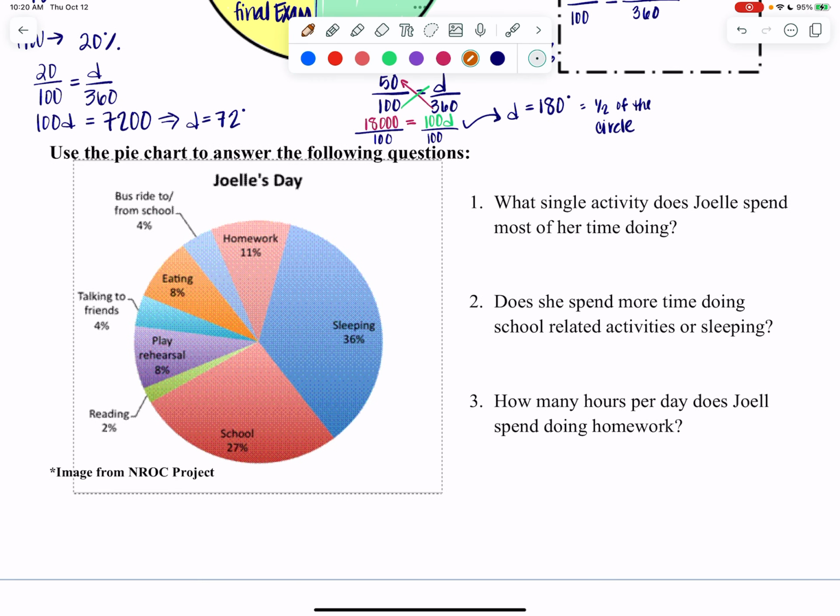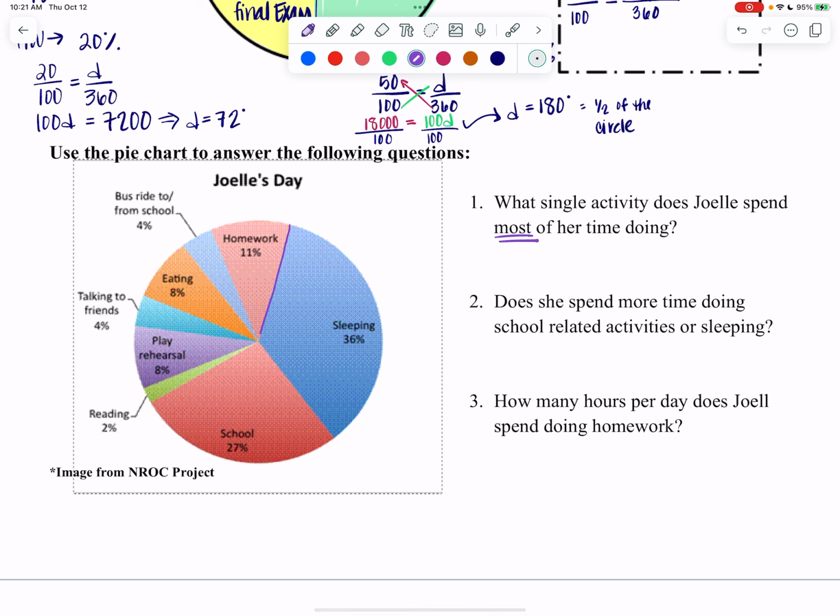Let's go look at interpreting a circle graph. So Joelle has kept track of everything she does during the day. Maybe she wants to look at whether or not she's wasting time. So she wants a picture of what she spends most of her time doing. Well, if we look at number 1, it says, what single activity does Joelle spend most of her time doing? That is super easy to get from a circle graph because we just look for the biggest chunk.